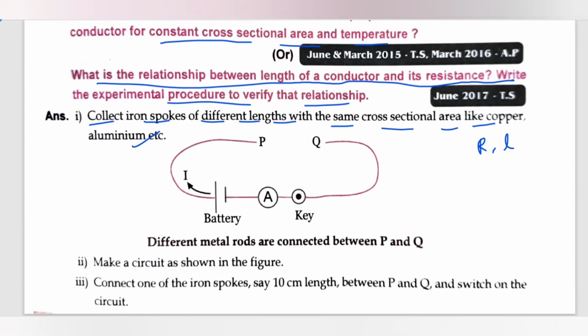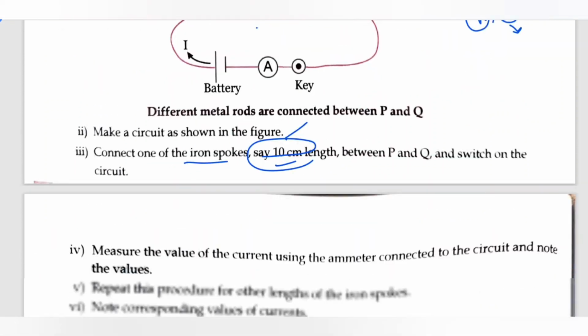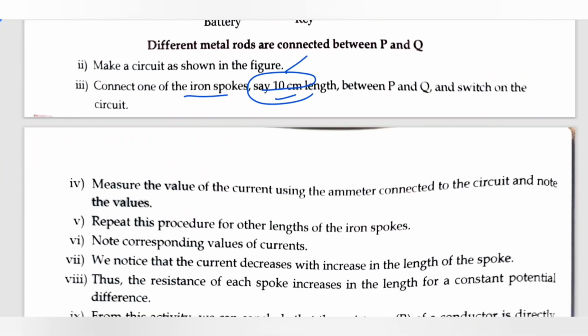So we are conducting an activity to give the relation between resistance and length. We are making the length change, and we are keeping the cross-sectional area and temperature constant. Connect the circuit as shown in the figure. Connect one of the iron spokes at 10 centimeter length. So initially we are taking the length of 10 centimeter, connecting it between P and Q, and switching on the circuit. Measure the value of current using the ammeter connected in the circuit and note down the values.